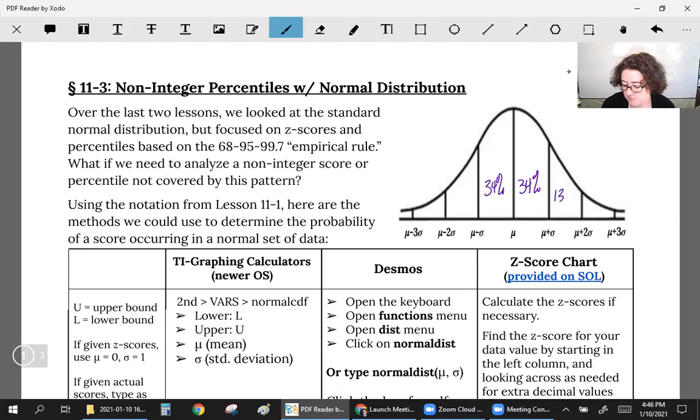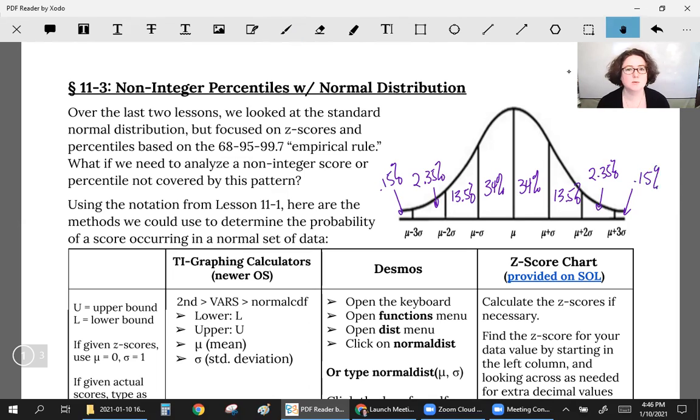We had our 13.5%, and we had 2.35%, 2.35%, and our last 0.15%. And so this is what we usually think of, again, as our standard normal probability distribution.